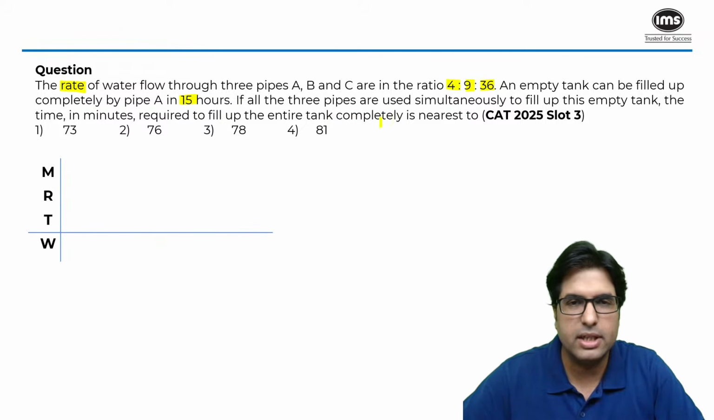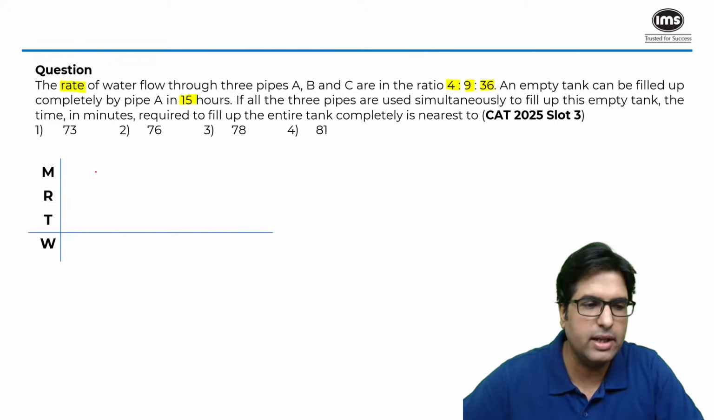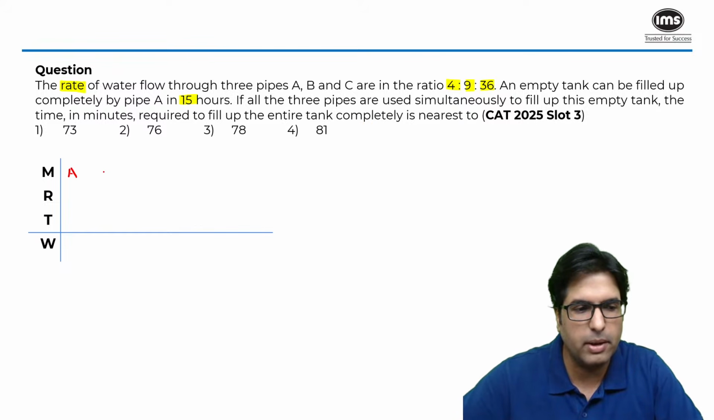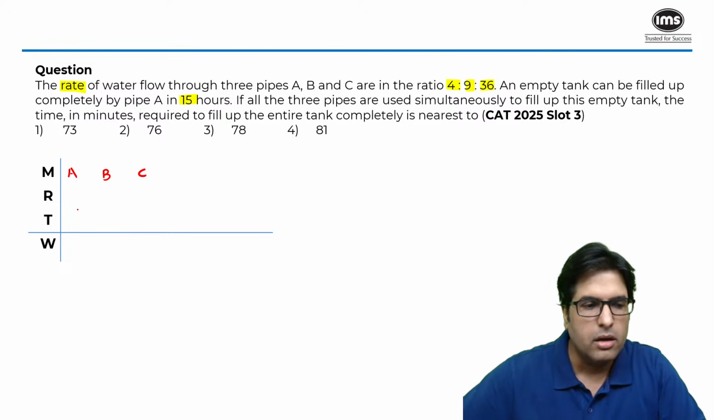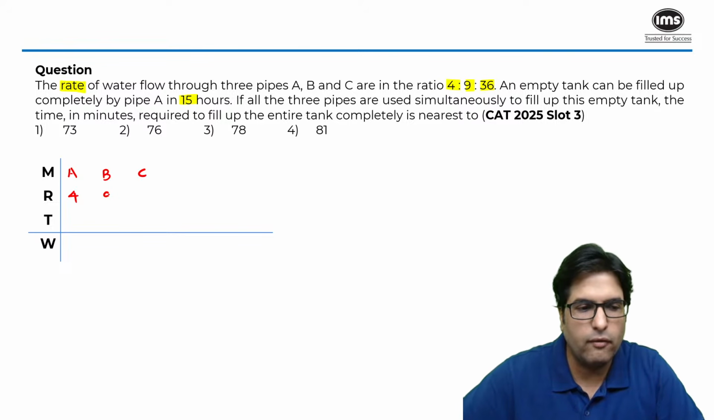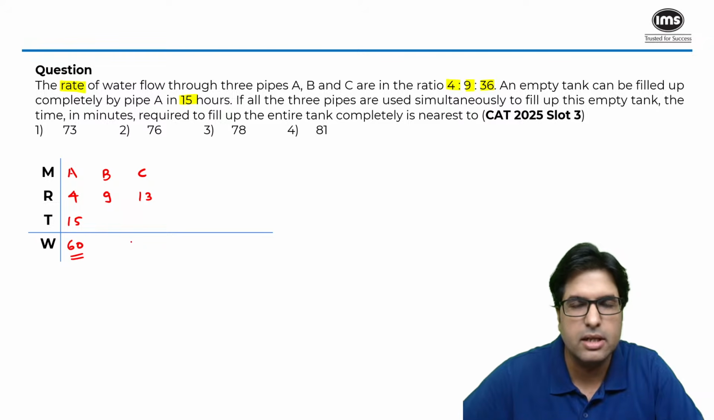We can have this basic structure and just fill in the values. So I'll say there are 3 pipes A, B, C. The rates are correspondingly in the ratio of 4, 9, 13. Correct? Pipe A takes 15 hours. So if we multiply 15 with 4, we can say 60 hours.